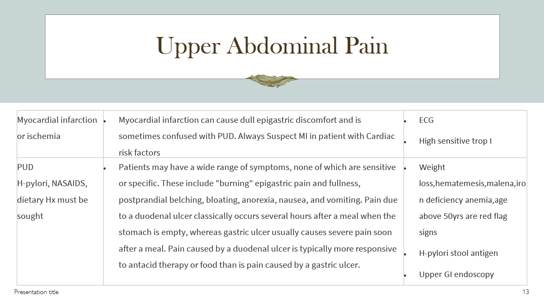So peptic ulcer disease patients have this constellation of symptoms: epigastric pain with abdominal fullness, postprandial bloating, anorexia, nausea, and vomiting.